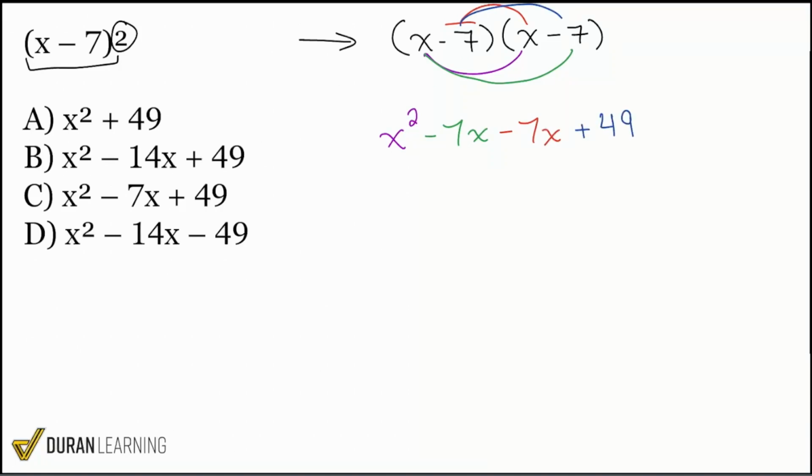And now that we're here, it's the same old song and dance. We have distributed, so we've expanded. Now we're going to combine like terms, which exist between each of these negative 7x's. Now be careful, these are not going to cancel out.